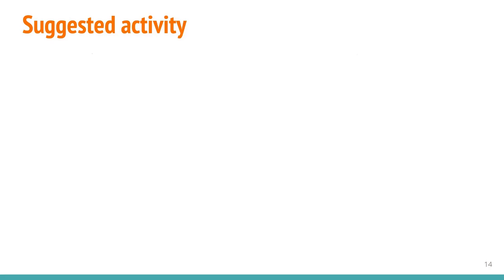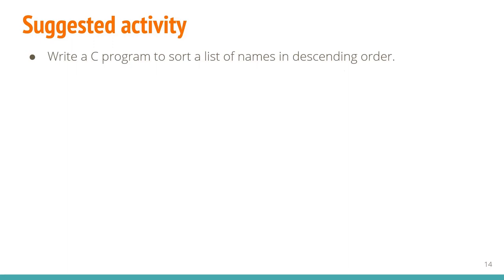Having seen the program on array of strings, I will now give you some suggested activities to try out. You can try writing a C program to sort a list of names in descending order. This should not be a problem because in the program, I have already shown you how to sort the list in ascending order. With a one line modification, you can easily sort a list of names in descending order. Try it as a suggested activity.